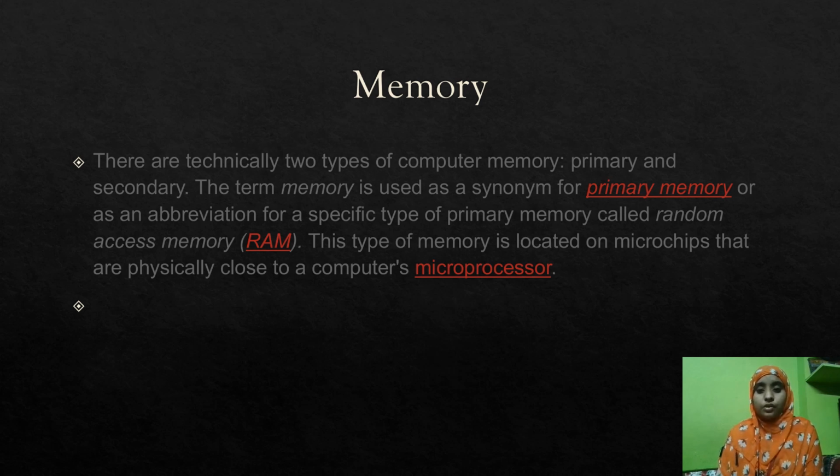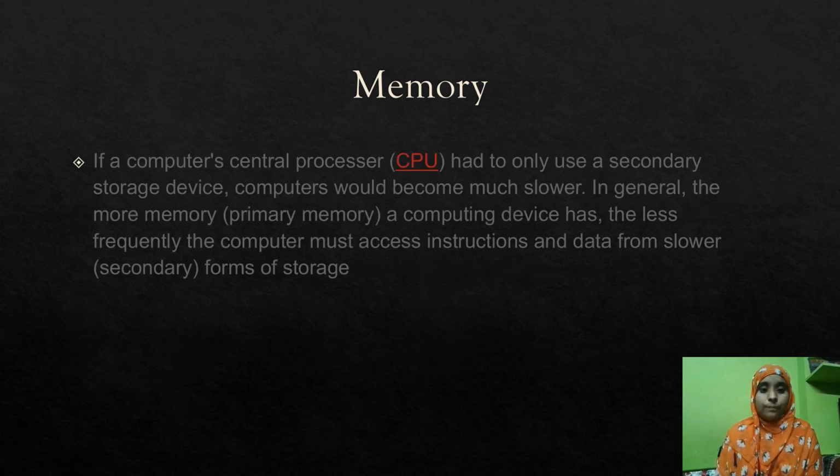As we all know, memory is of two types, primary memory and secondary memory. Primary memory is nothing but RAM, where we store the data. And secondary memory is also used to store data. Let us discuss briefly about these types of memories.